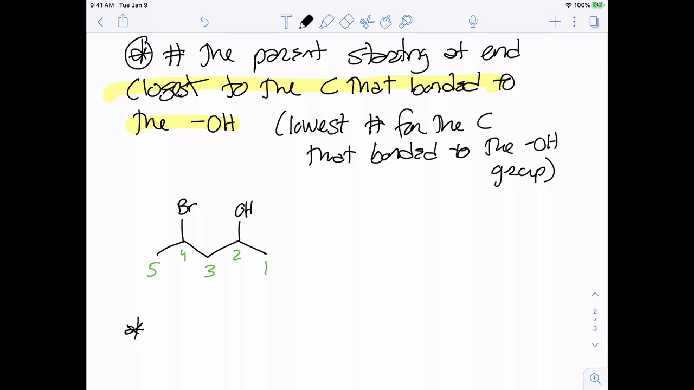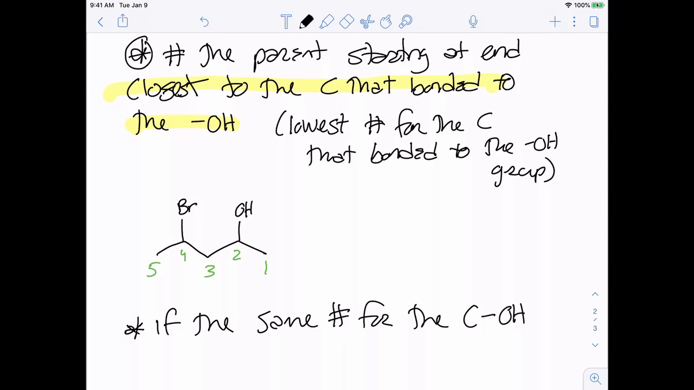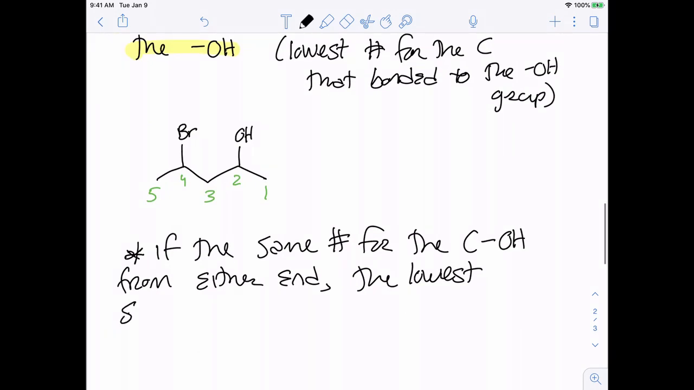If it's in the middle, so if the same numbers for the carbon that's bonded to the hydroxyl group from either end, so essentially it's in the middle, then lowest sum for branch points.